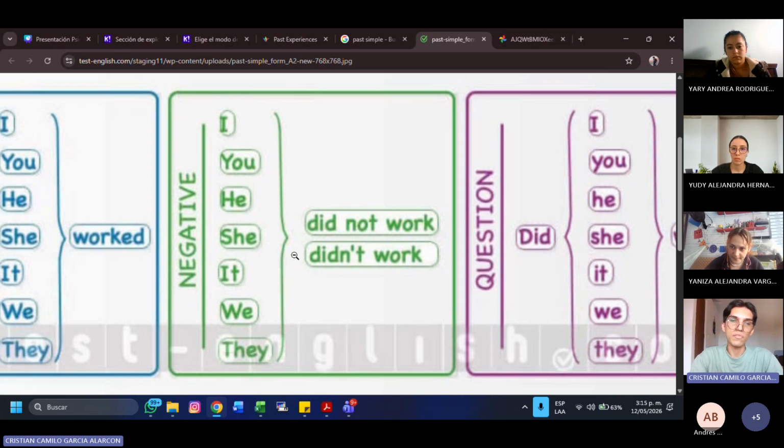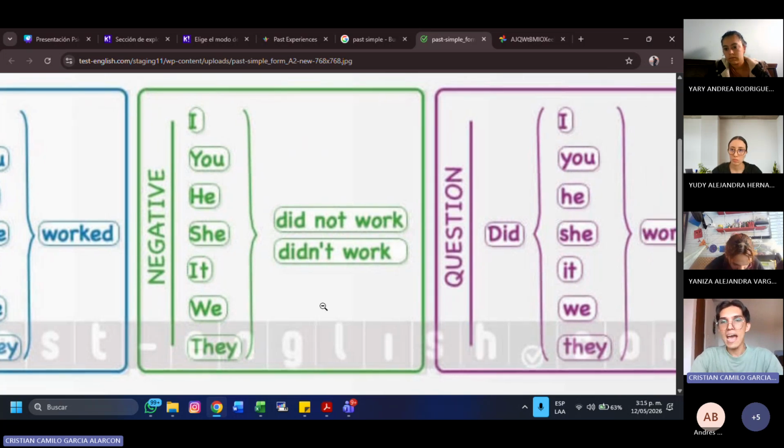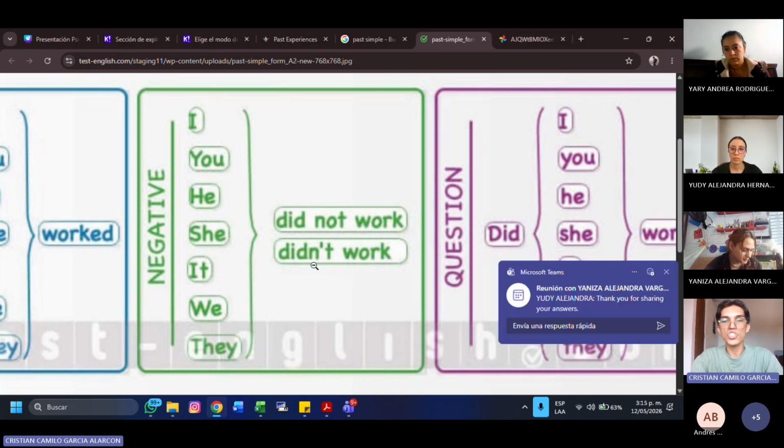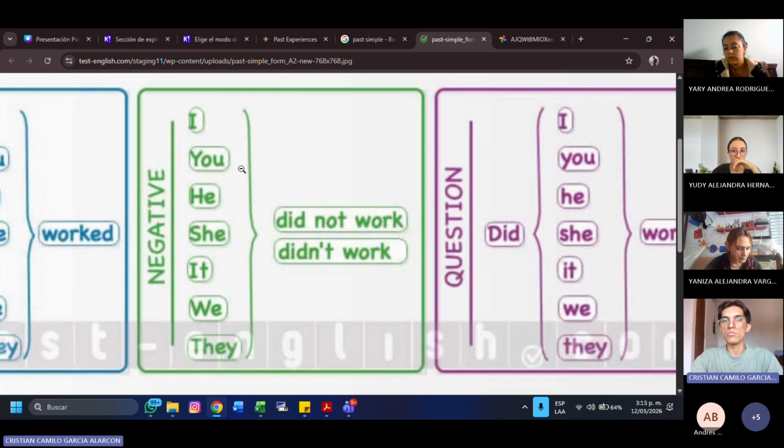Then we have the negative. Here we're going to use an auxiliary. In this case our auxiliary is did. The did with the not, and together makes the contraction didn't. That is the most common to use. So we are going to use the subject as in the first way, then the auxiliary always after the subject, and finally you're going to use the verb but in its base form, o sea, en su forma base.